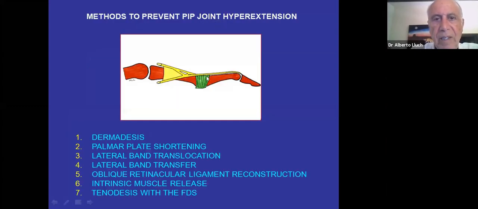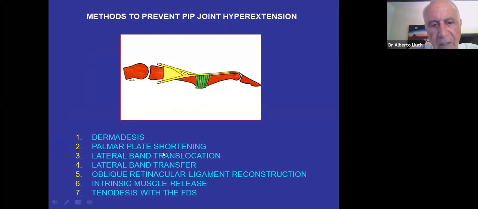Methods to prevent PIP joint hyperextension. We can use a dermadesis. Dermadesis is to remove an elliptical part of the skin in the volar part of the PIP joint. But this will stretch with time, and it's really worthless to do it. We can do a palmar plate shortening, too complicated.